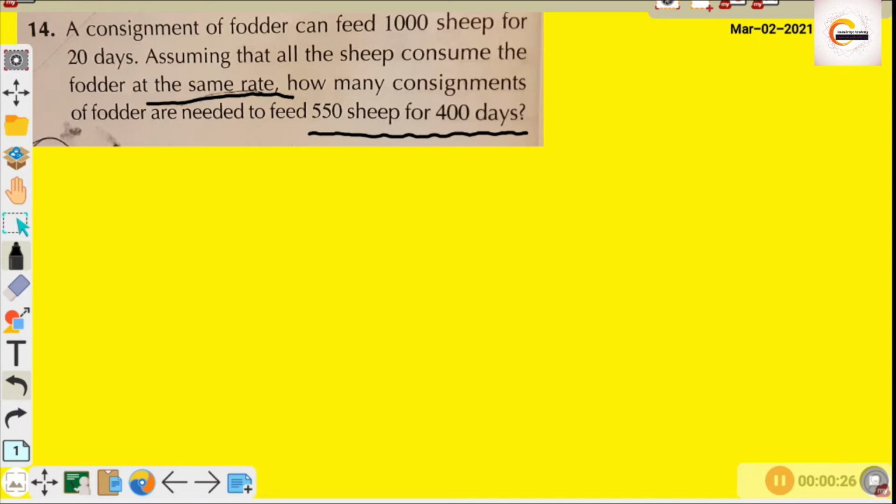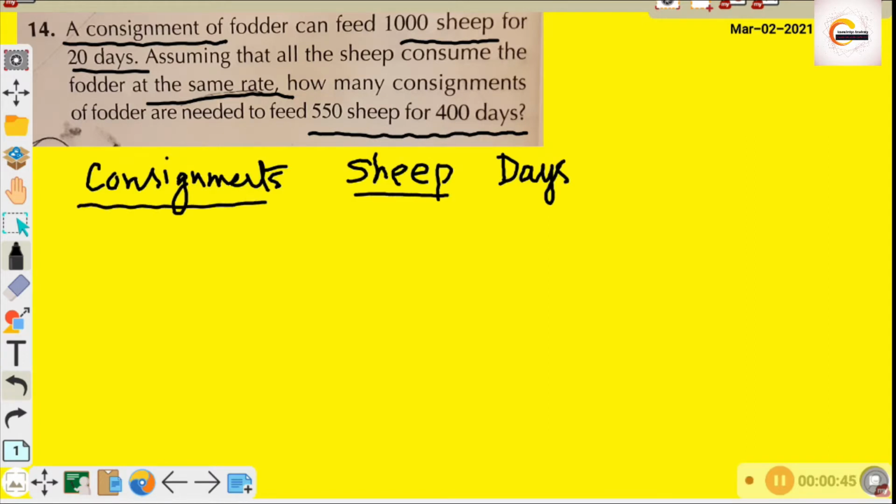So, first of all, we have to see how many variables we have. Let's see, a consignment of fodder, sheep and days. So 3 variables are involved: consignment, sheep and number of days. As I have already explained, when 3 variables are involved, we have to solve the question in 2 steps.